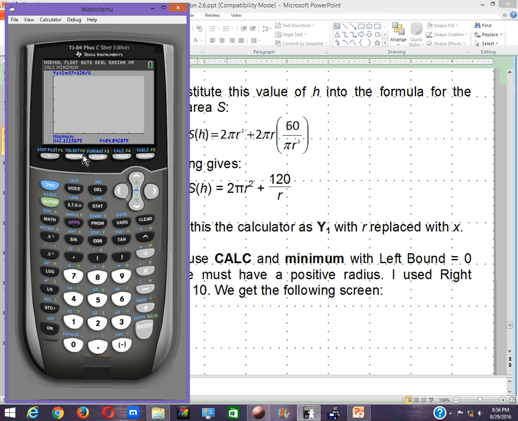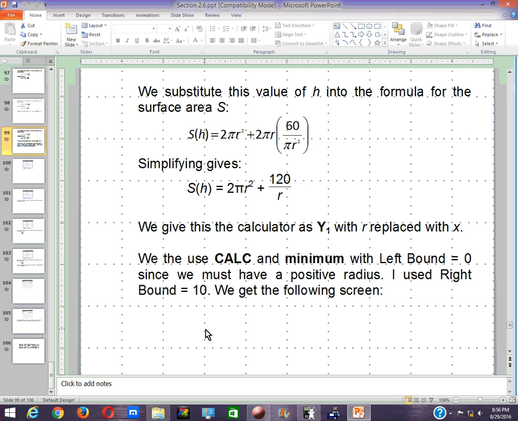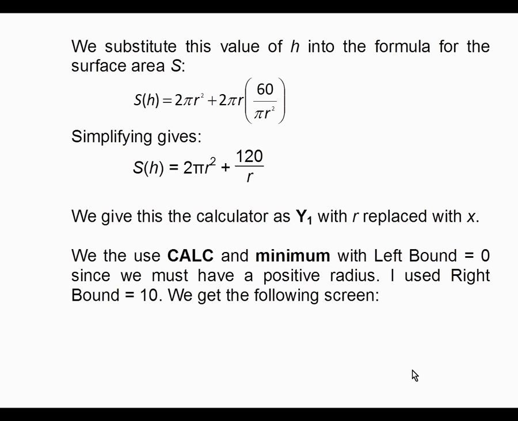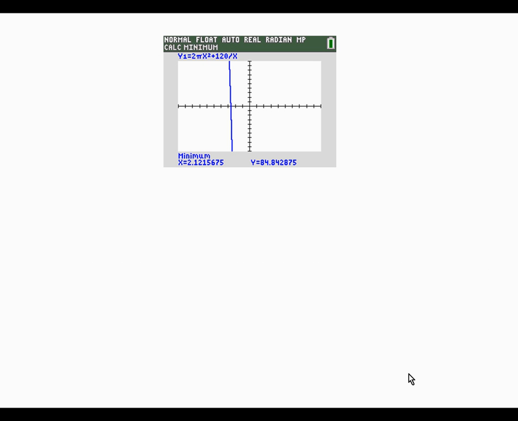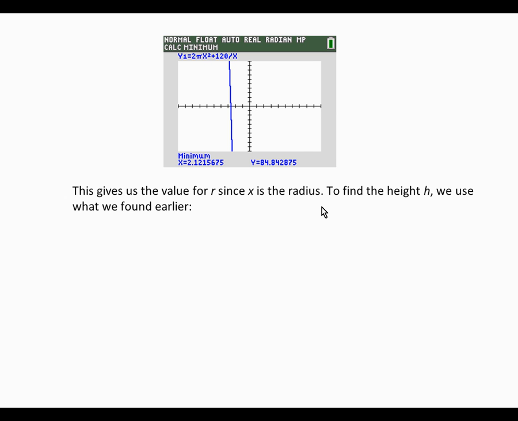So the minimum occurs at x equals 2.12, and the minimum surface area, not minimum volume, is 84.842875, and so on. So again, I went back to the standard window here. So 2.12, etc., gives us the value for r, since x is the radius.